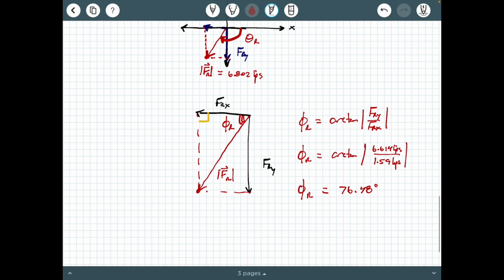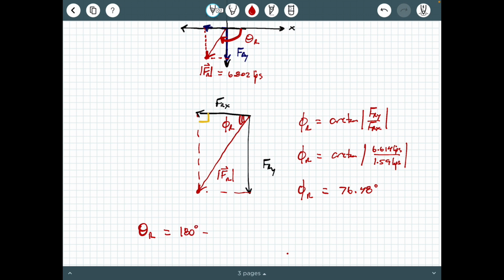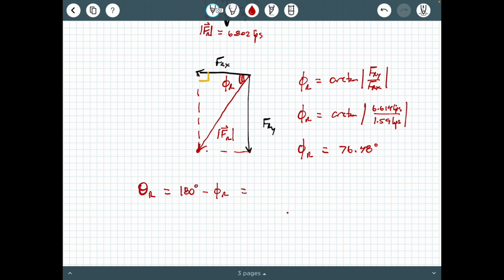So if we want it clockwise from the positive x-axis, then how do we get that? Well, this is 180 degrees minus this little angle right here. So theta sub r is 180 degrees minus phi sub r, okay? And so what do we get when we punch this through? We should get 103.52 degrees. And that is the other part of our answer.